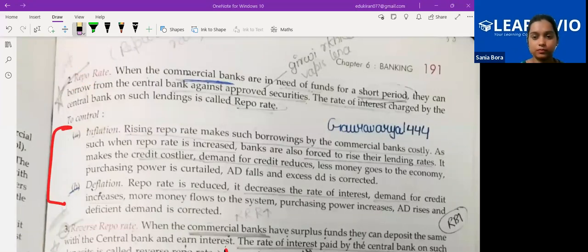Repo rate refers to the rate at which the central bank provides short-term loans to the commercial banks. It is also known as the repurchase rate.